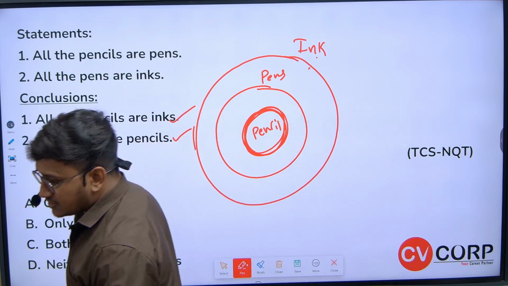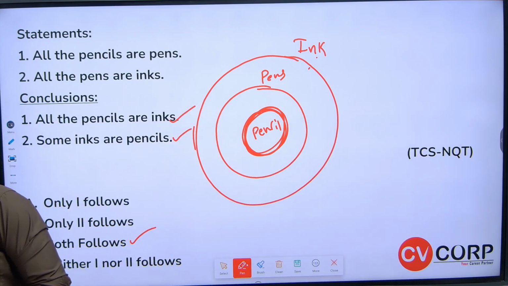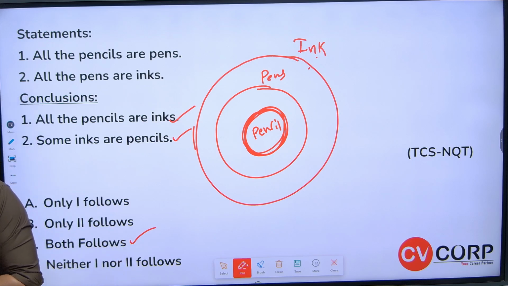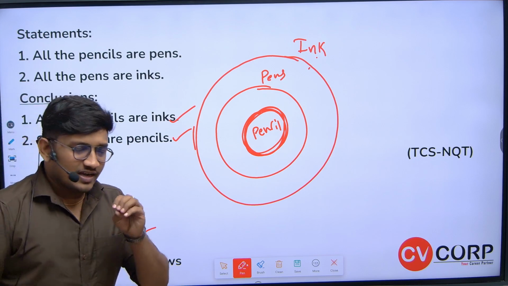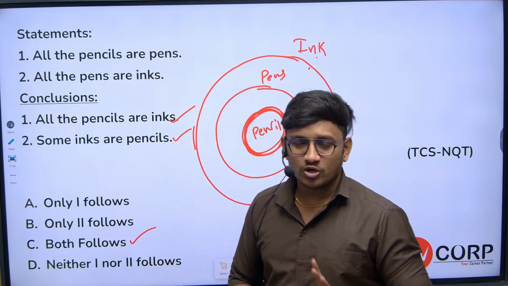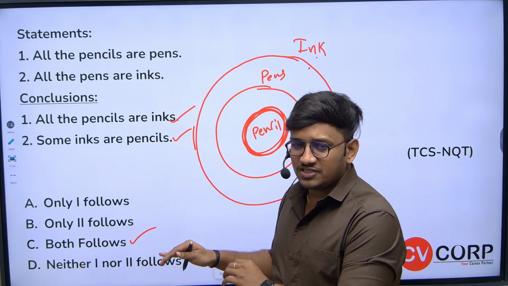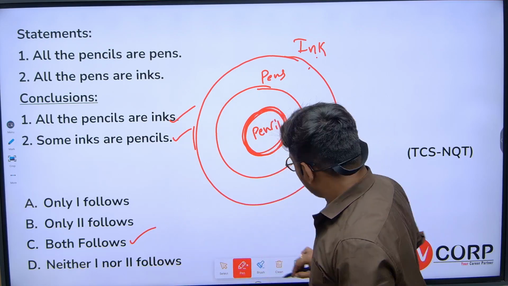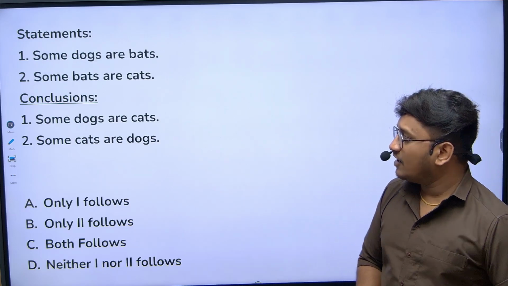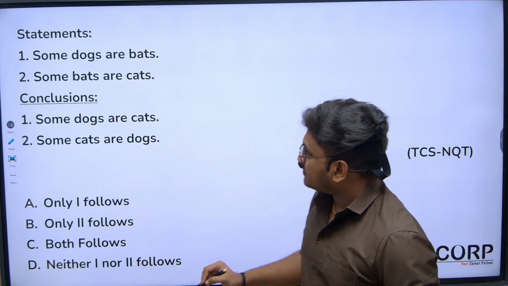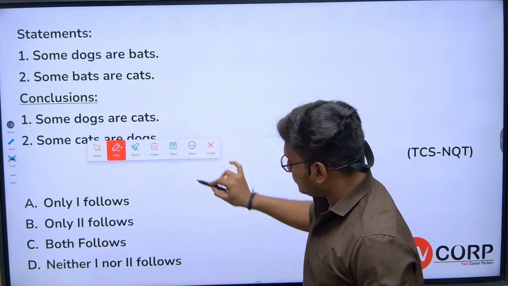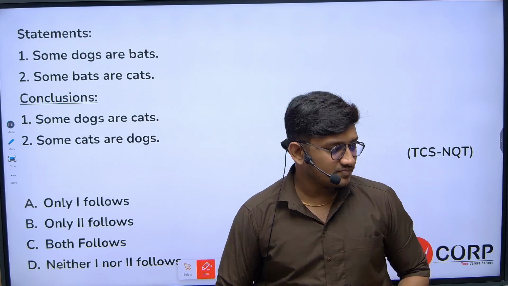So both follow. Yes, here I can see answers in the chat box. Yes, the majority posted option C. Exactly. As I said, guys, you will definitely get a question in TCS NQT from the syllogisms topic. If you get a question, it is very easy to solve. Let's say the next one. Same case here. Try it and post your answer.